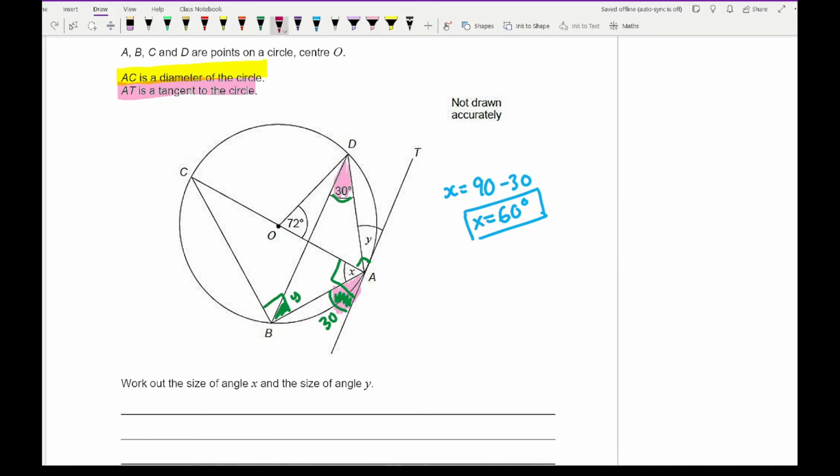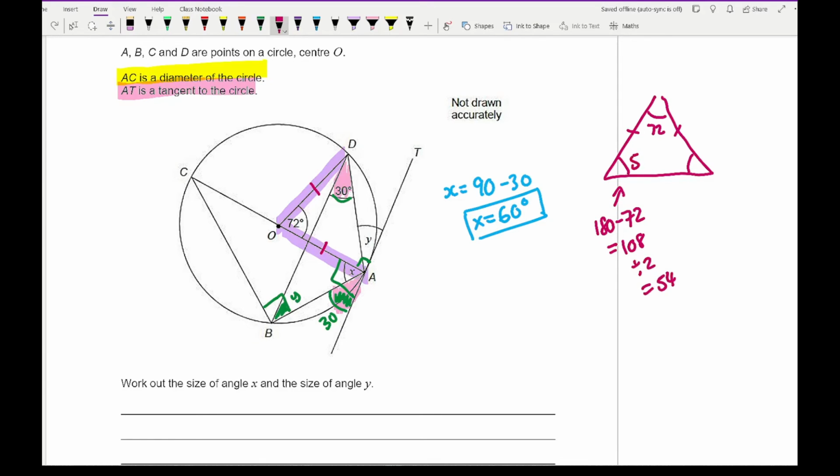Then to work out what y is, we can see that this triangle here is going to be an isosceles triangle, because I've got two lengths that are the radius of the circle. So if I just take that triangle out, this angle here is 72 degrees, and to work out what these two angles are, all I need to do is 180 minus 72, which is 108, and then divide that by 2, which gives me 54. So this angle here is 54 degrees.